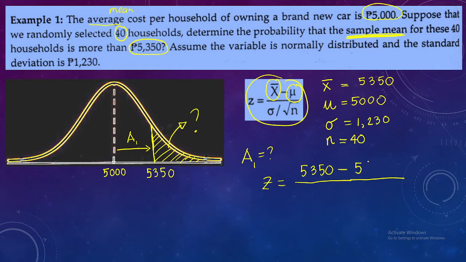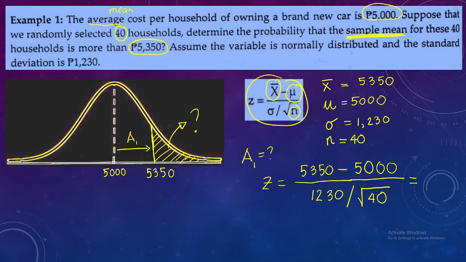It's 5,000. Over the standard deviation, which is 1,230, divided by the square root of how much is our n? 40. Okay? Now, kindly use your calculators, please.